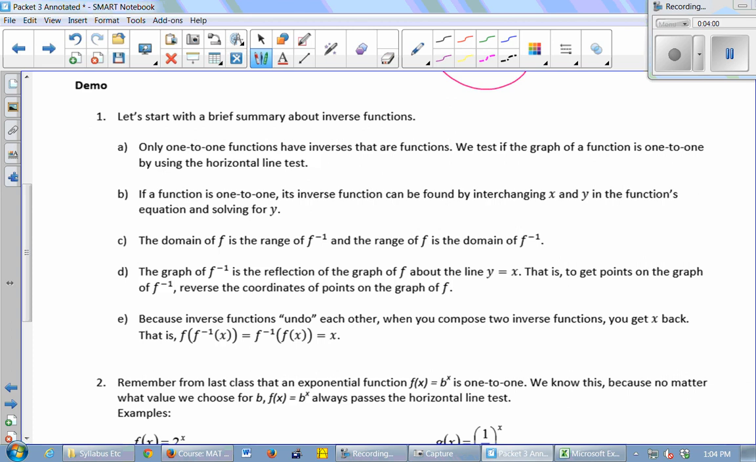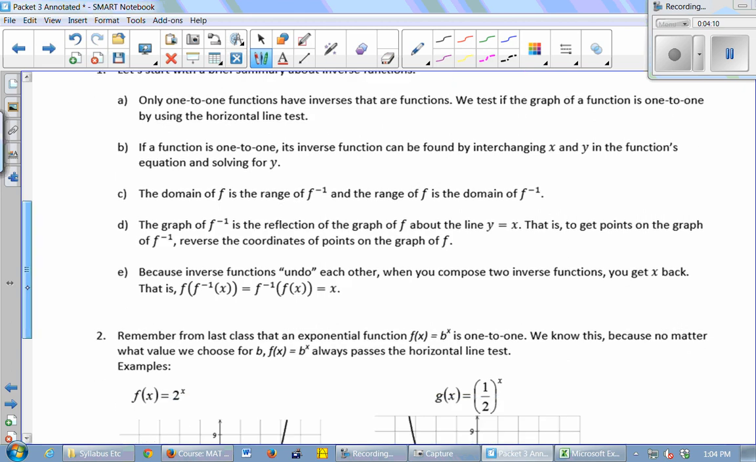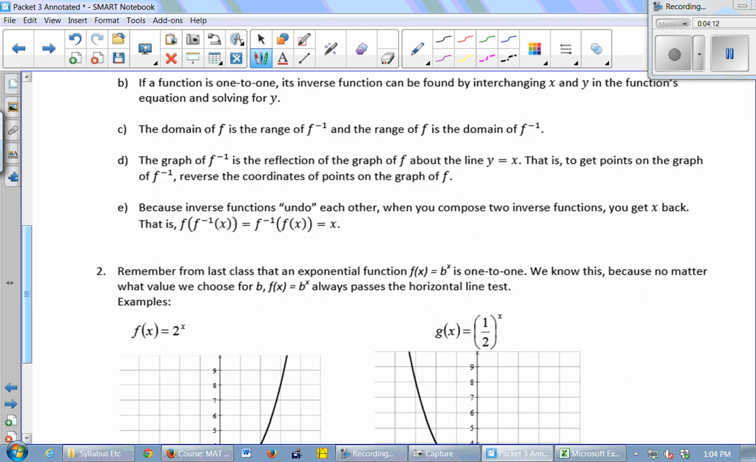The domain of a function is the range of its inverse, and the range of a function is the domain of its inverse. So if the x's and y's swap, then the domain and the range are going to swap. The graph of f inverse is the reflection of the graph of f along the line y equals x. So to get points on the graph of f inverse, you just swap the x and the y coordinates that are on the graph of f.